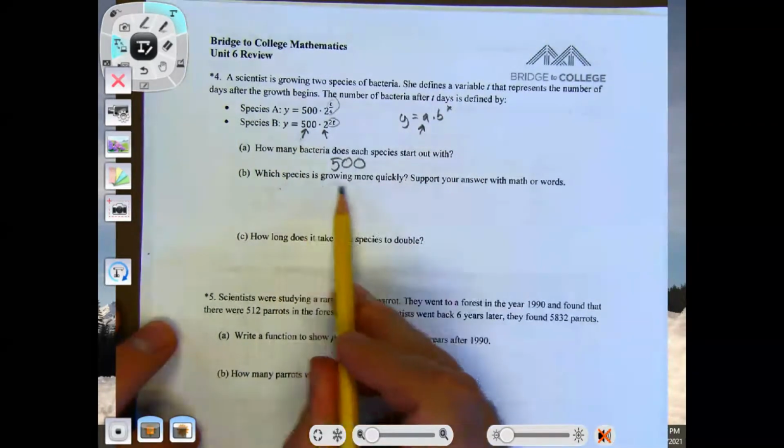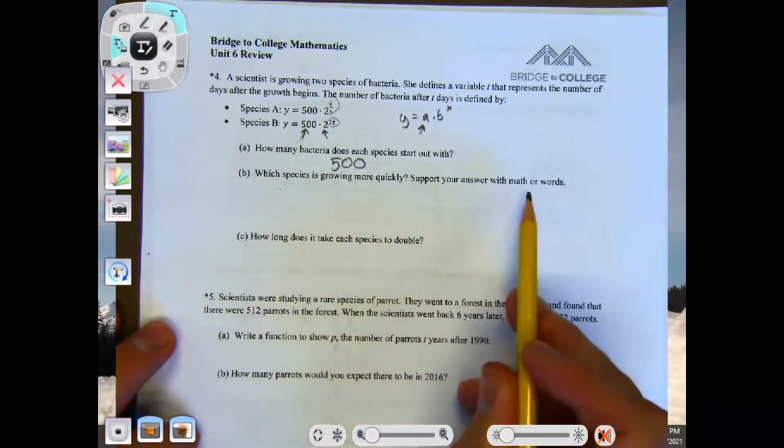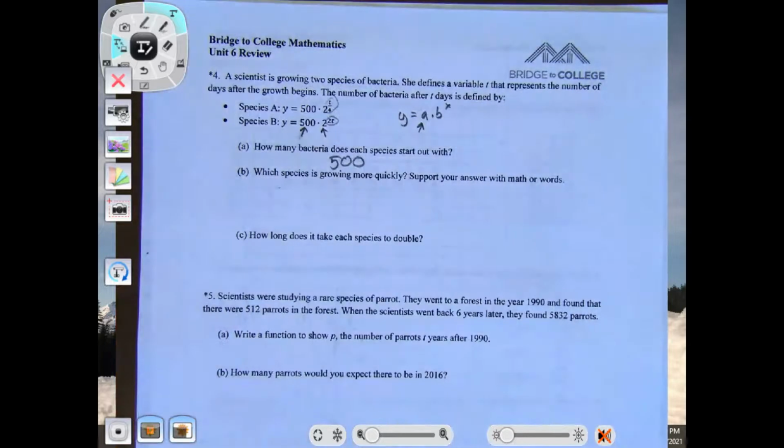All right, which species is growing more quickly? Support your answer with math or words. So you can do this 2 ways. You could plug both of these into a graph, or into Desmos, and then you could look at them and see which one's going up faster.